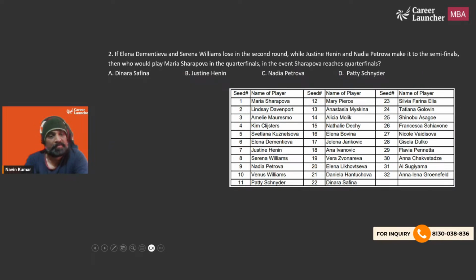Okay, let's look at the next question. If Elena and Serena Williams lose in the 2nd round, while Justine and Nadia make it to the semifinals, then who would play Maria Sharapova in the quarterfinals in the event Sharapova reaches quarterfinals? So let's circle out the names or the seeds. So we have to look into whom Maria Sharapova is going to play against in the quarterfinals.